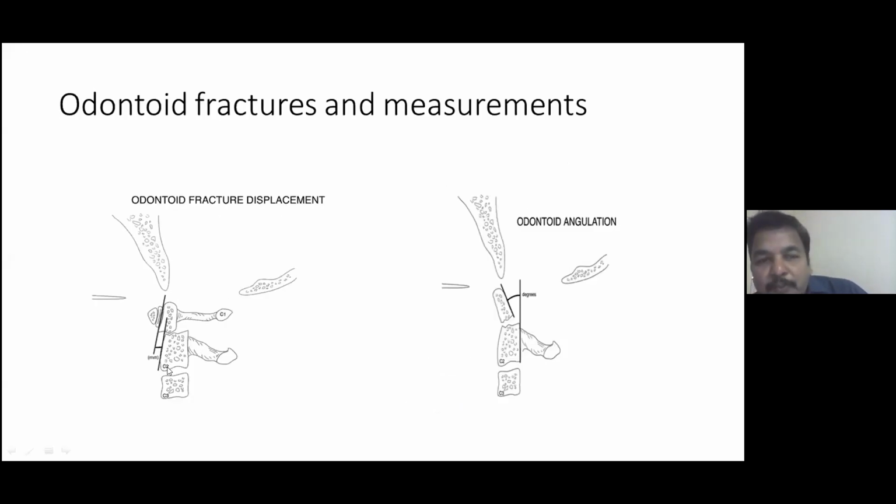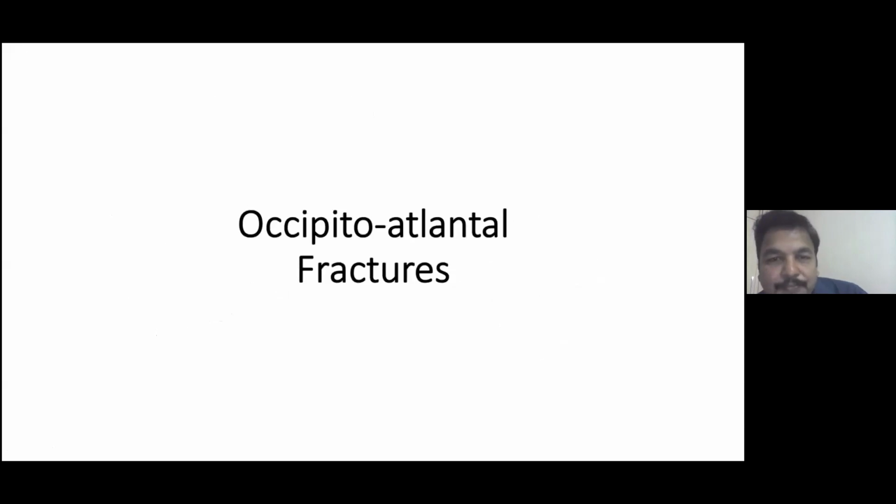This is how you measure the displacement patterns in the odontoid fracture. You draw a line from the anterior part of the C2 body as well as the anterior part of the broken odontoid. You look at the displacement in terms of millimeters, and the same thing holds good with the angulation. All these things are very important in deciding the surgical therapy, whether you want to go anteriorly or posteriorly or whatever it may be. So coming to the occipito-atlantal fractures, these are very, very important.